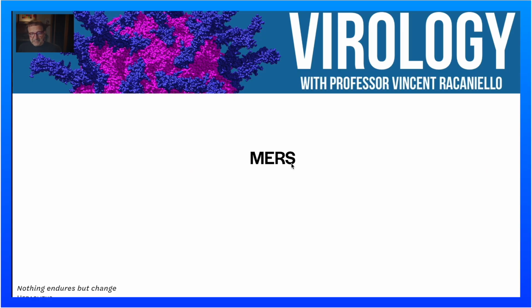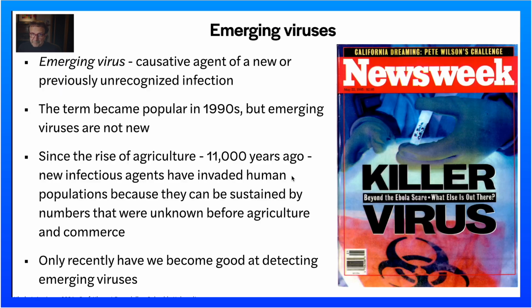Okay, MERS, Middle East Respiratory Syndrome. I want to first talk a little bit about emerging viruses because that's what this is, right? What's an emerging virus? Now, this is a little bit from the course, but it doesn't hurt to repeat things, right? An emerging virus is the causative agent of a new or previously unrecognized infection. So two possible definitions. This is a term coined in the 90s, but of course emerging viruses aren't new. We just have been able to discover them.